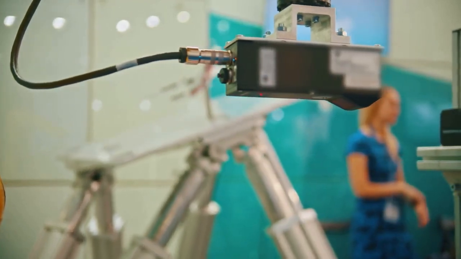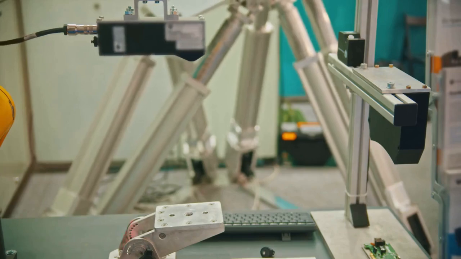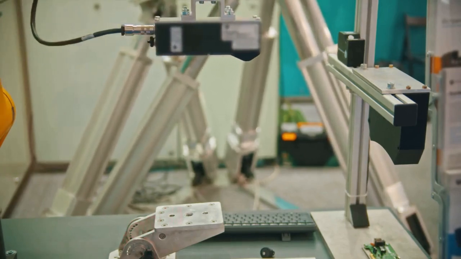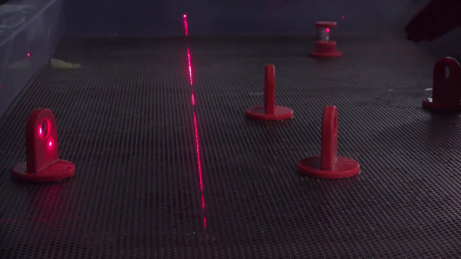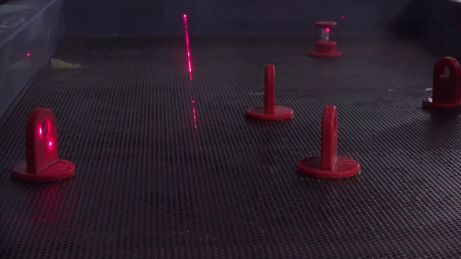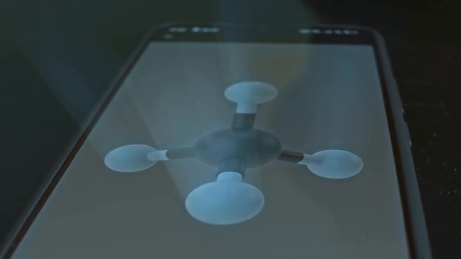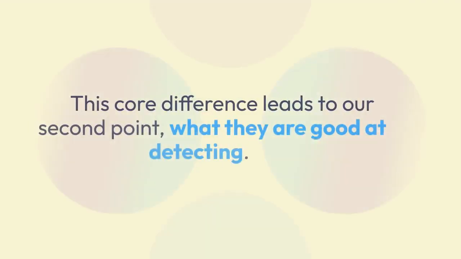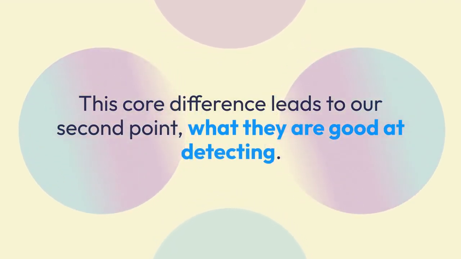Raman spectroscopy, on the other hand, is all about light scattering. In this technique, you hit the sample with a powerful, single-color laser. Most of that laser light just bounces off unchanged, but a tiny fraction of it gets scattered back with a slightly different frequency. This change in frequency is called the Raman effect, and it also provides information about the molecule's vibrations. This core difference leads to our second point, what they are good at detecting.